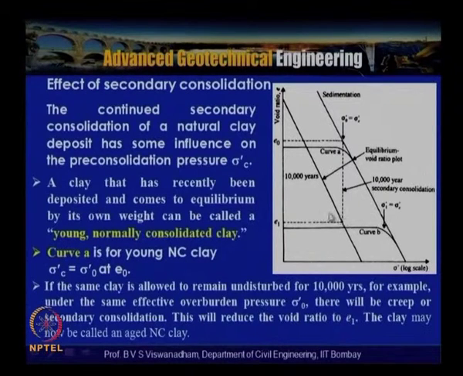So this clay is now called aged normally consolidated clay. Previously, if there is a fresh deposition of clay that has come into equilibrium by its own weight, then it is called young normally consolidated clay. And if this is subjected to a certain amount of secondary creep, which reduces the void ratio from e naught to e1 as shown in this slide, this clay may now be called aged normally consolidated clay.